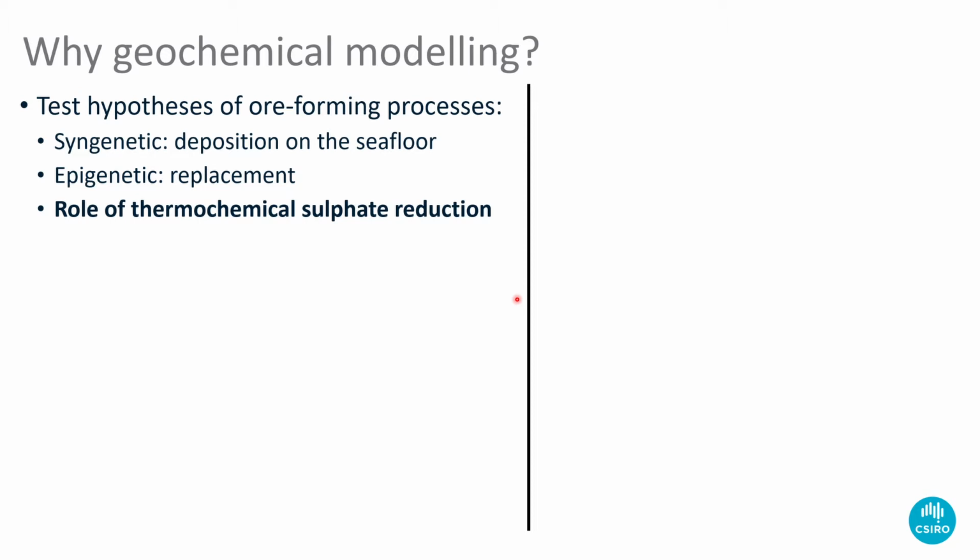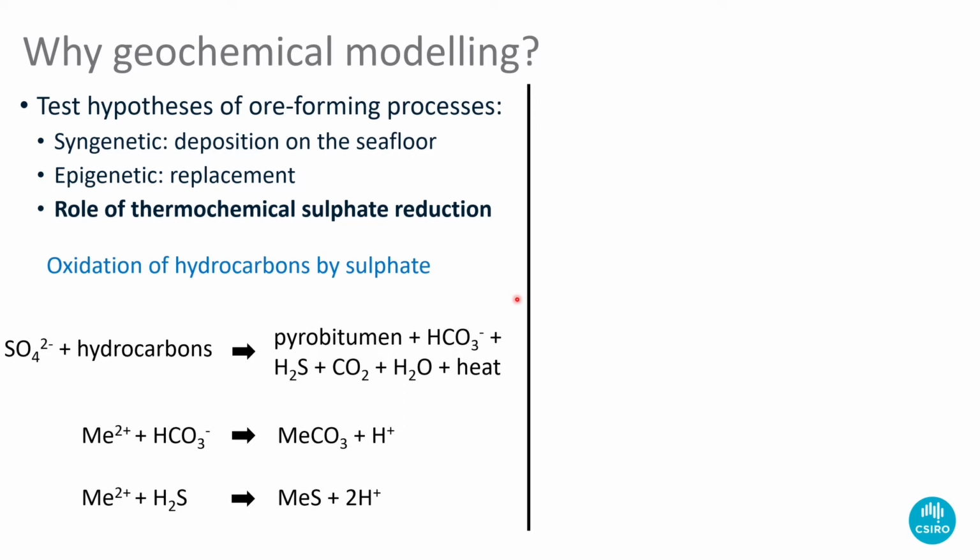But we can also use geochemical modeling to evaluate specific processes such as the role of thermochemical sulfate reduction in triggering sulfide mineralization. This process is described by the following reactions, but the most important part to notice here is that hydrocarbons are oxidized by the reduction of sulfate into sulfides, which also produces bicarbonate as a byproduct.